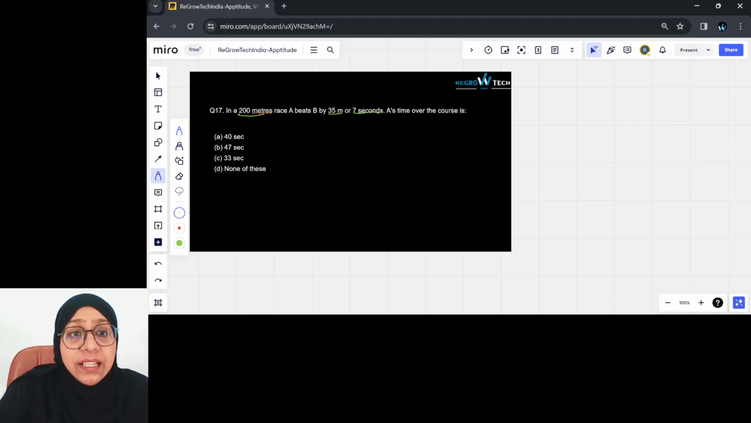For starters, A won the race because it says A beats B by 35 meters or 7 seconds. Meaning, if it were a 200-meter race, when A came to 200, B was about 35 meters away, which was at 165. Having said that, the distance between them is 35. And then it took B 7 seconds to reach the 200 point.